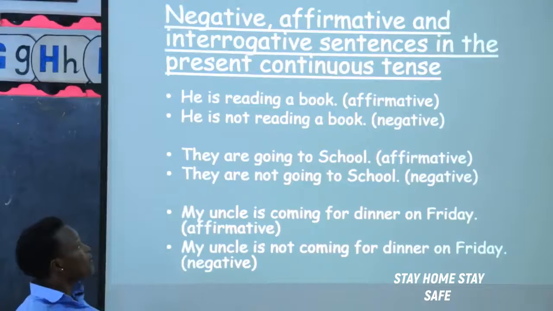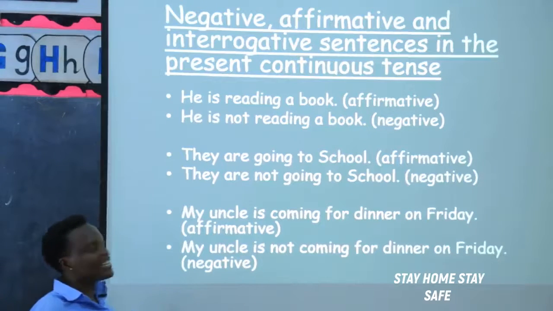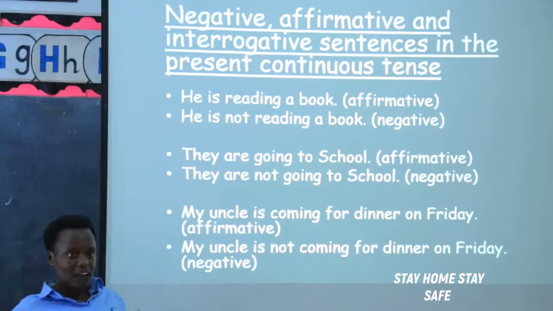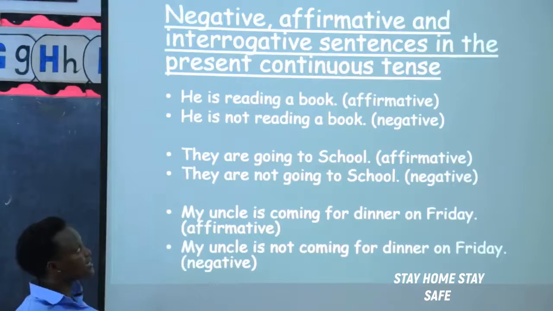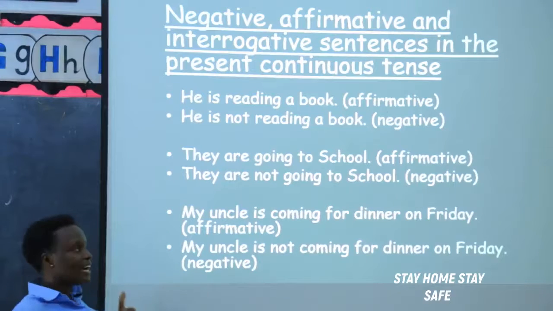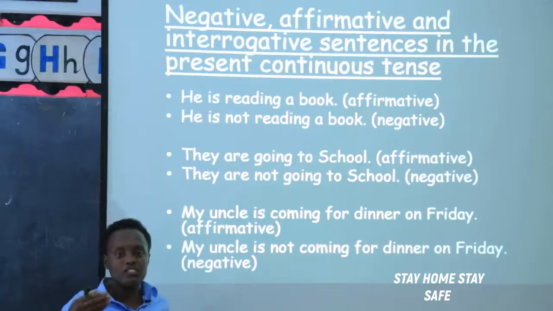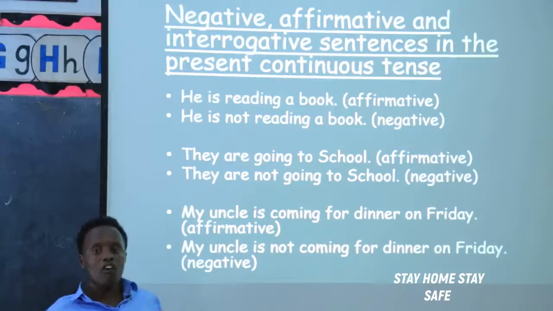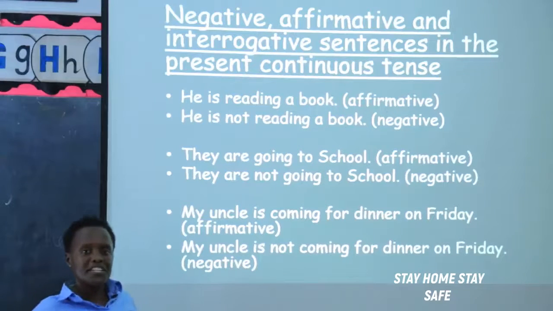For example, the affirmative sentence, or what we call the positive sentence, he is reading a book. That is the affirmative sentence. Then, negative sentence, he is not reading a book. We are simply adding not. If you are to form an interrogative question, he is reading a book. Interrogative meaning form a question. We are going to say, is he reading a book?